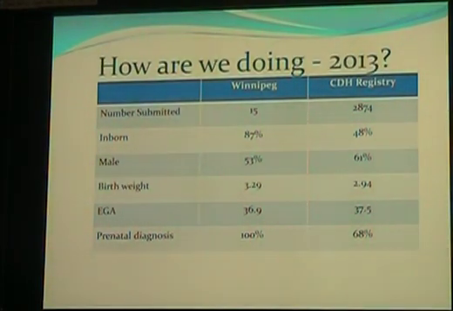But out of the total, you can see that Manitoba is different in that most of ours are inborn compared to the registry, which is 50% outborn. A little fewer males here than in the registry. The birth weight in Manitoba is a little bigger, and gestational age is similar at around 37 weeks. And prenatal diagnosis in Manitoba, thankfully, is 100%. I should mention that whenever you're looking at these kinds of numbers, when you recognize that we only have 15 cases, you have to realize that the numbers may be a bit skewed.